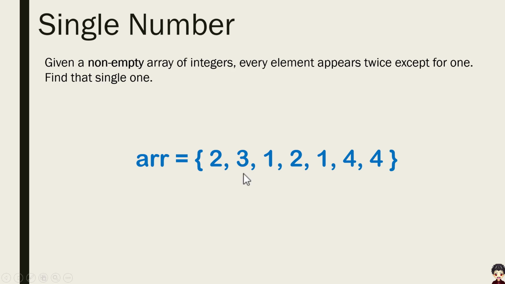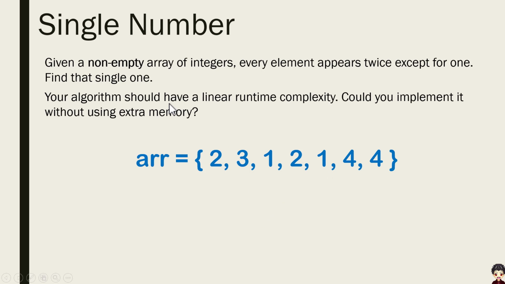Now, if we're going to take a look at this one, we would have another problem, such as additional description for the problem such as this. It says your algorithm should have a linear runtime complexity. So if we remember our problem earlier, it was already linear because we went through the array only once. But it is asking now that could you implement it without using extra memory. So it says that we should not create another array or another list or anything that would actually copy this table. So how are we going to do that?